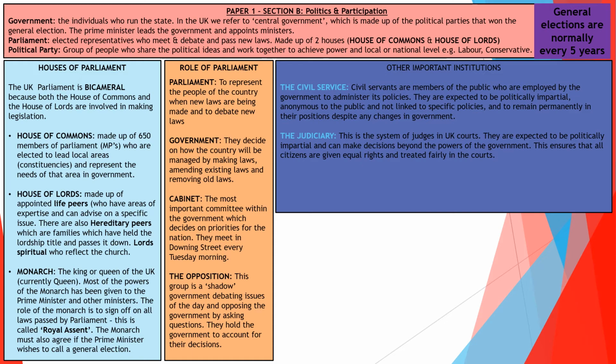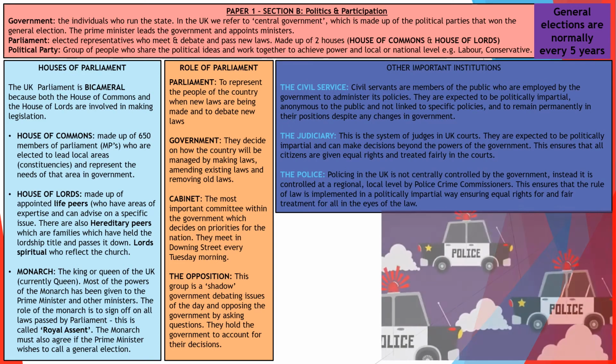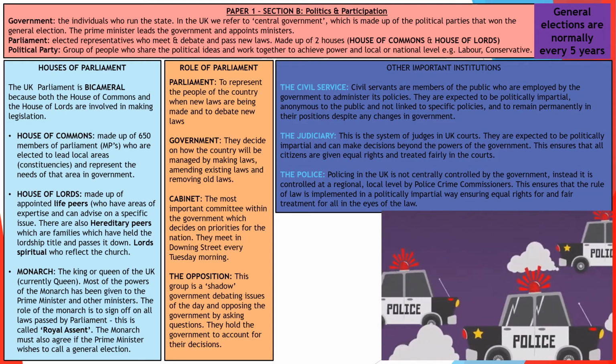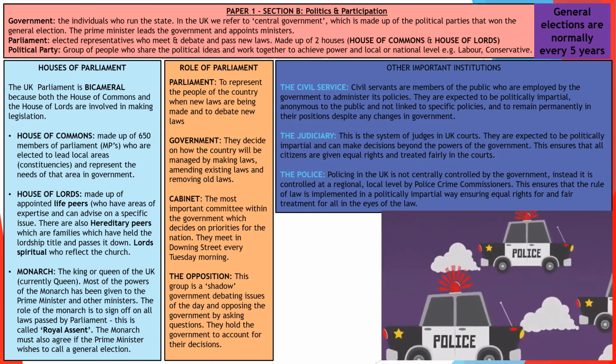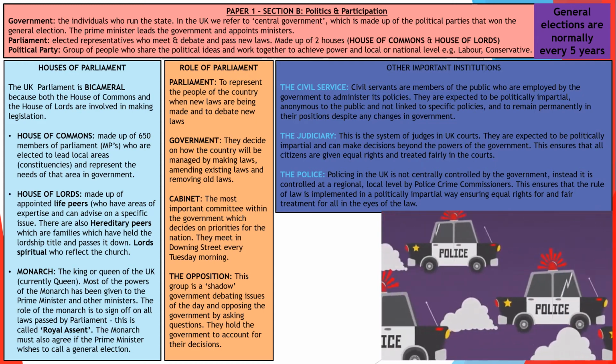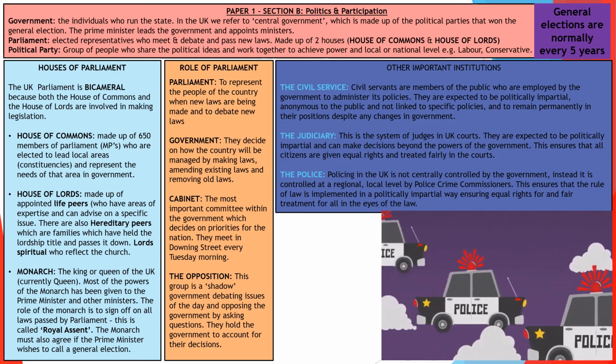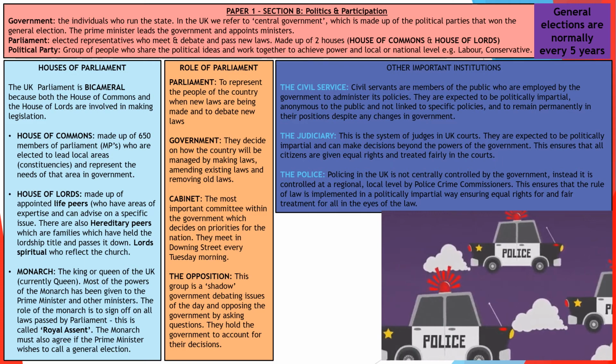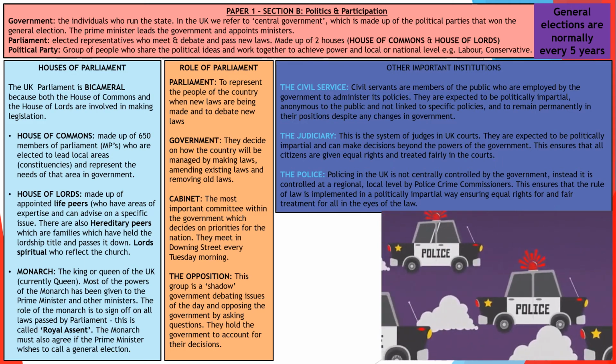Judiciary is the judges, the legal system. So again, they also have to try and show political impartiality, and they're involved in decision making, but also ensuring that all citizens, whether they are MPs or everyday people, are given equal rights and treated fairly by the courts. And then the police as well is not centrally controlled by the government. So instead it's controlled by regional, local level police crime commissions. So these are people who run the police in a specific area.